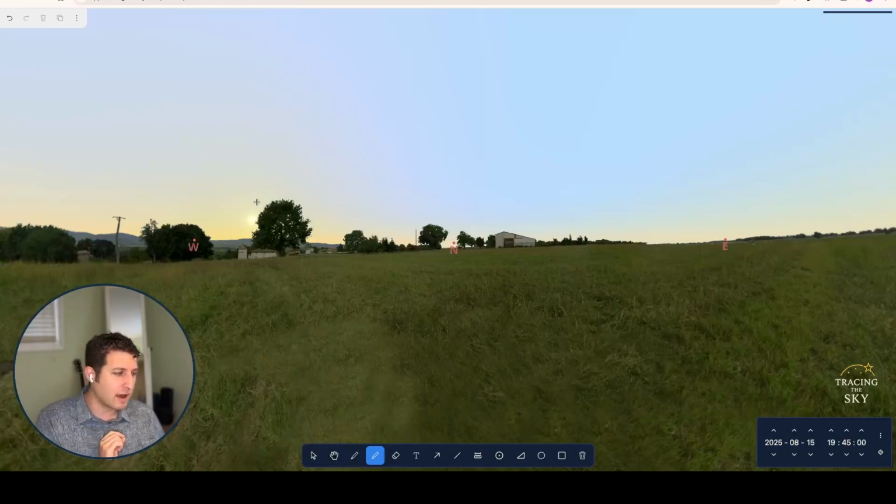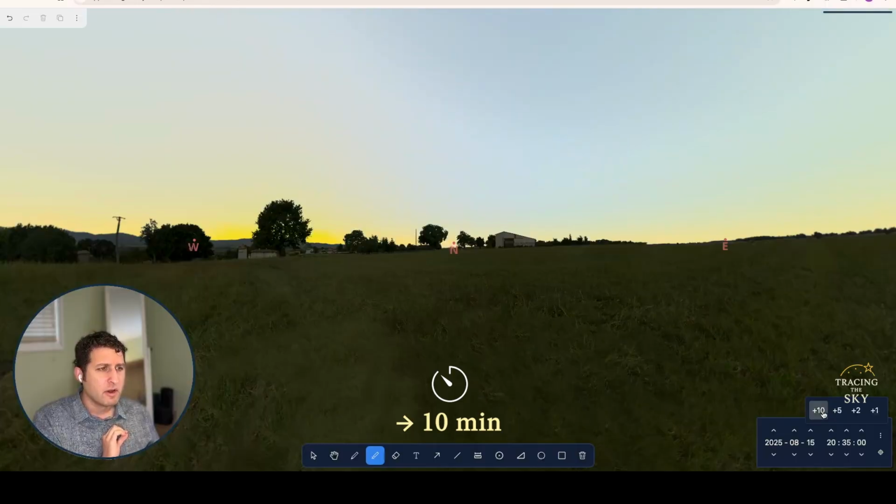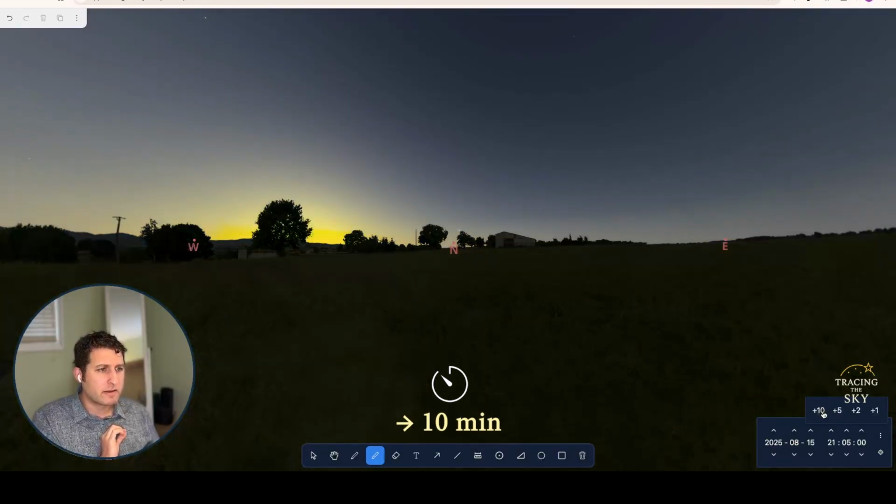So let's do that together. Let's jump forward in time 10 minutes at a time. So we'll just let the sun go forward, and as soon as we can see the stars, we'll make a mark of where the Big Dipper's at. So let's jump forward, and as soon as the sky gets dark enough, we're going to make a note of where the Big Dipper is.